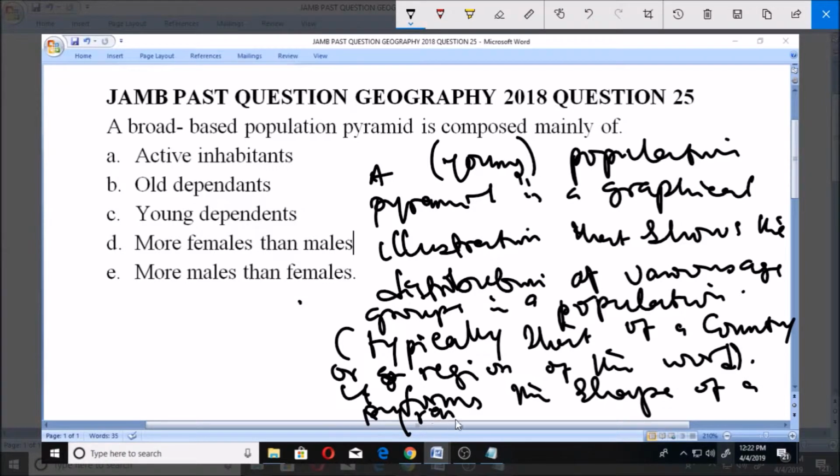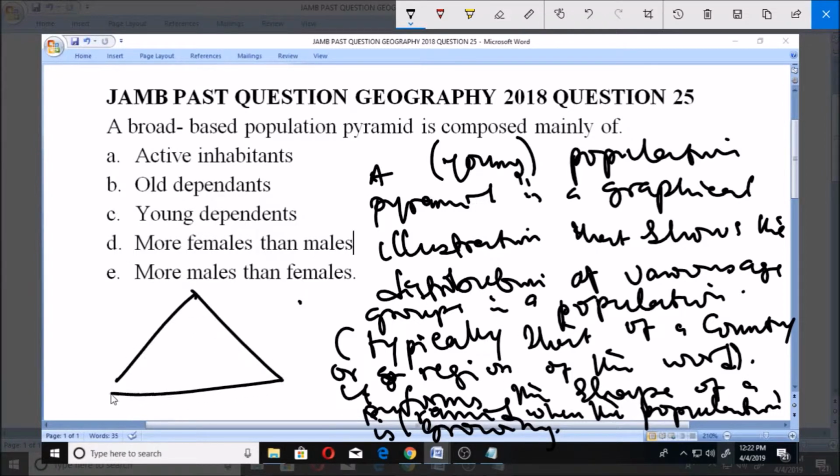So this graphical illustration actually forms the shape of a pyramid when the population is growing. Now, a broad or expansive pyramid in this case is one that is very wide at younger ages. So if you're talking about a broad base, as is given in the question, it has the young people in this very wide area of the pyramid.